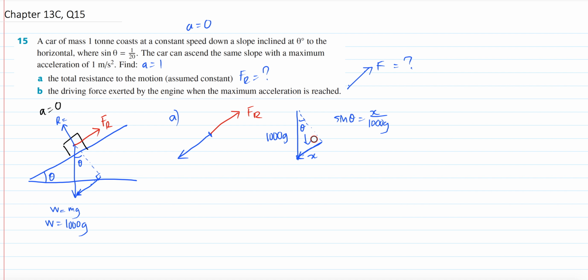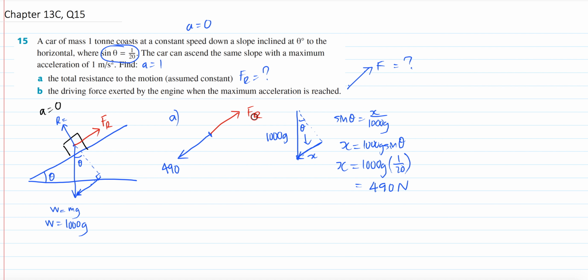So x is opposite to theta. Therefore, x is 1000g multiplied by sine theta. That's how you solve for the horizontal force, given the magnitude of your weight force. Sine theta is equal to 1 over 20, so we just chuck in 1 on 20, and 1000 divided by 20 gives you 50. 50 multiplied by g is 490 Newton. So that's what the horizontal force is, 490 Newton.